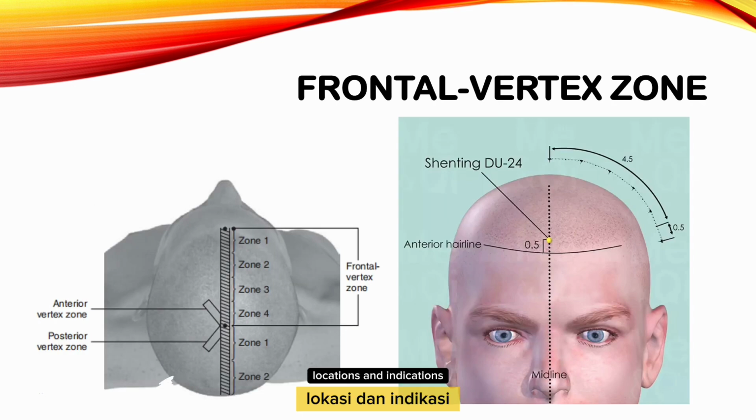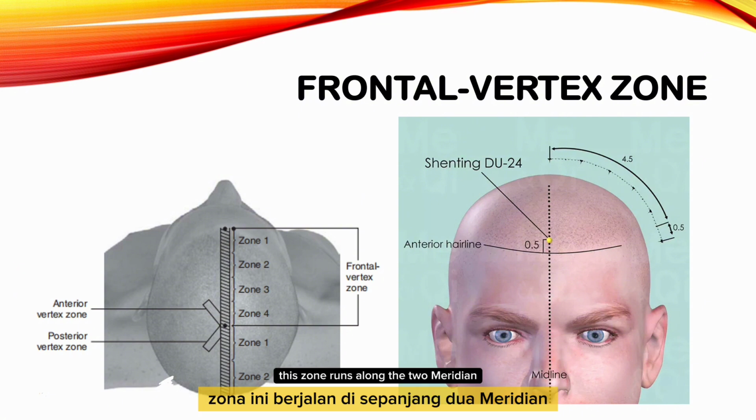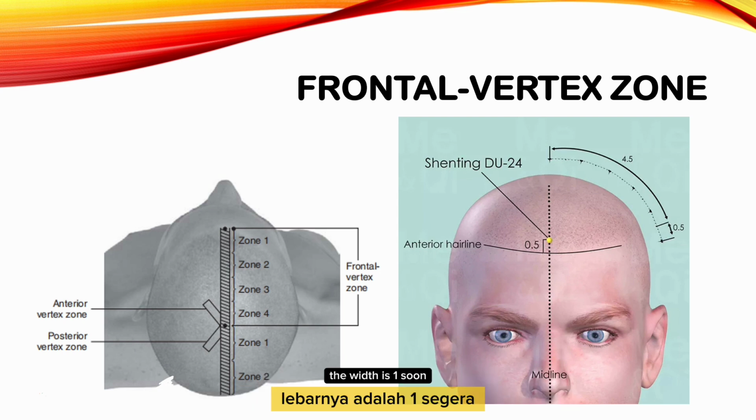Locations and indications. The frontal vertex zone. This zone runs along the Du meridian. It covers a narrow band from Du-24 to Du-20. The width is 1 cun.